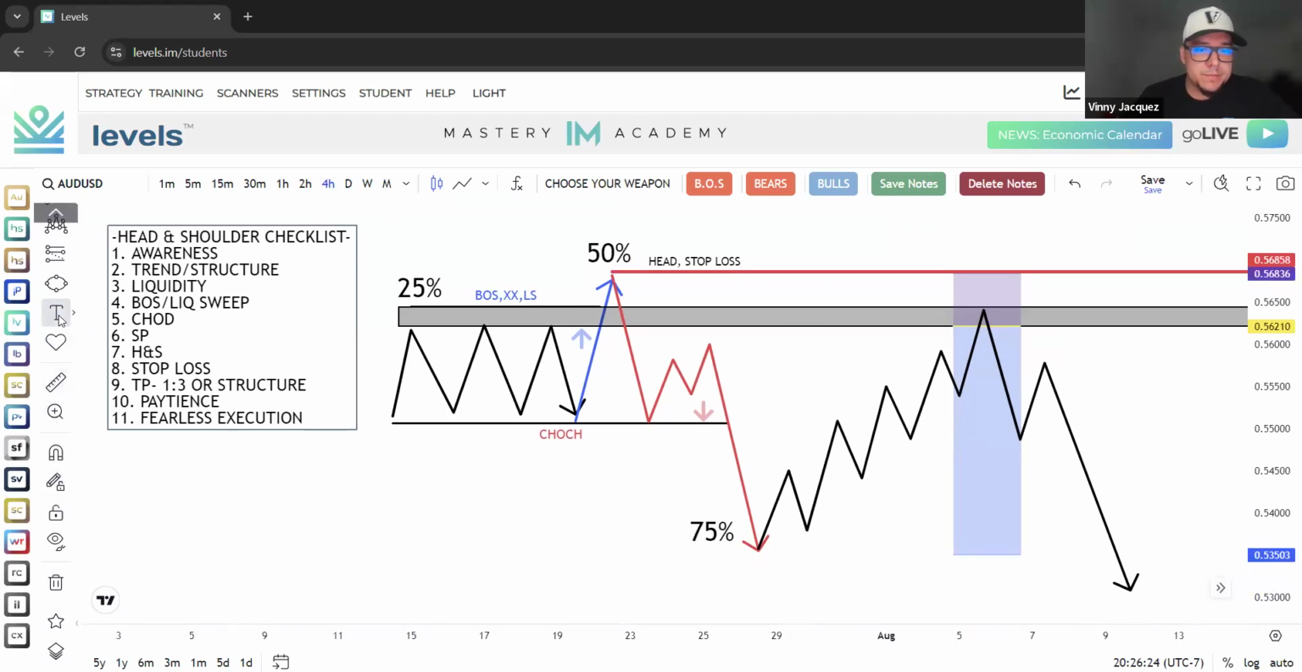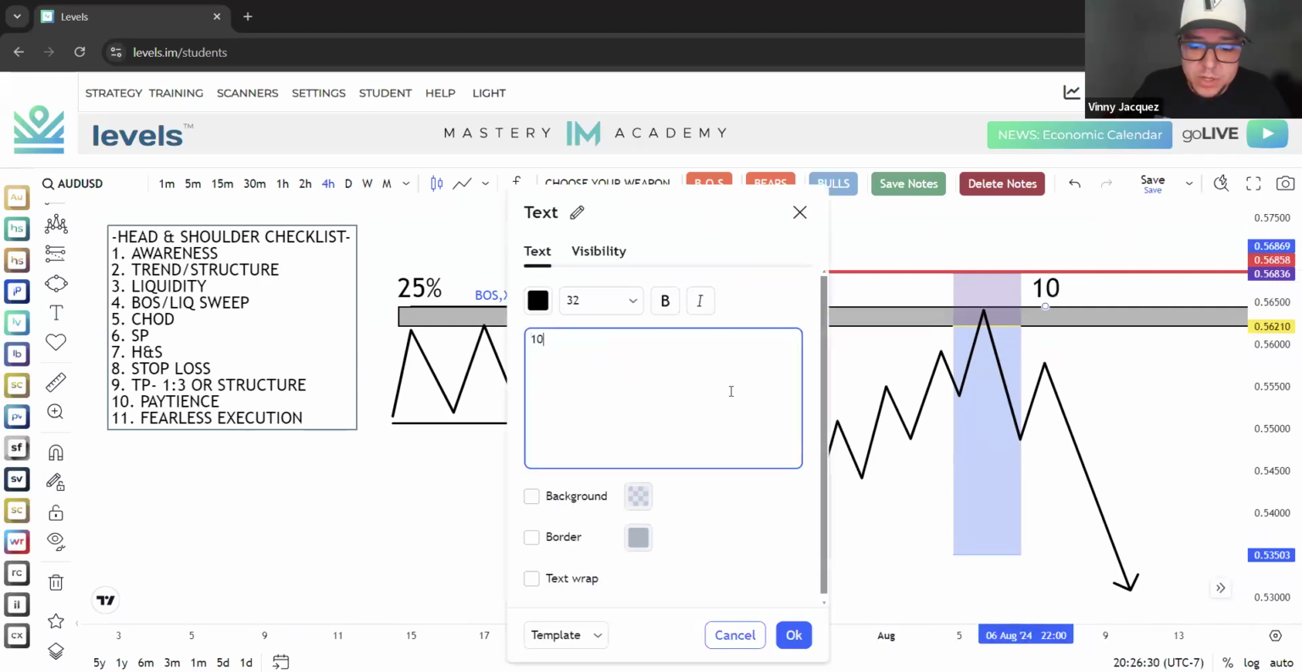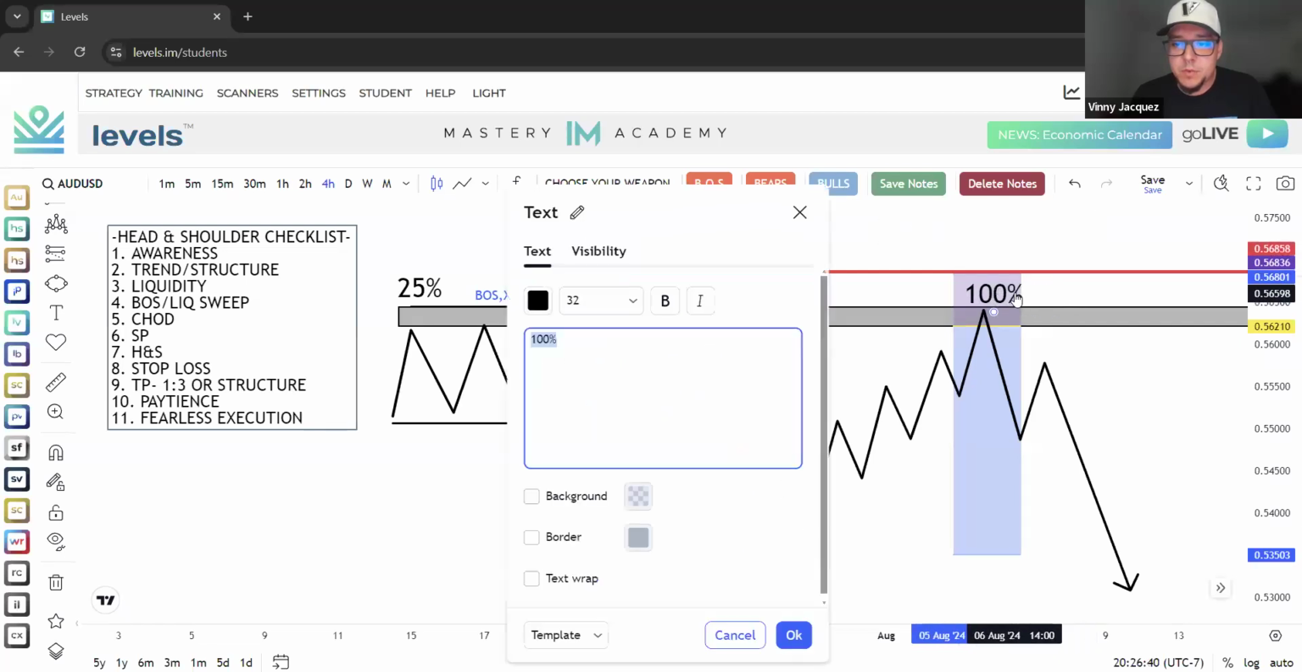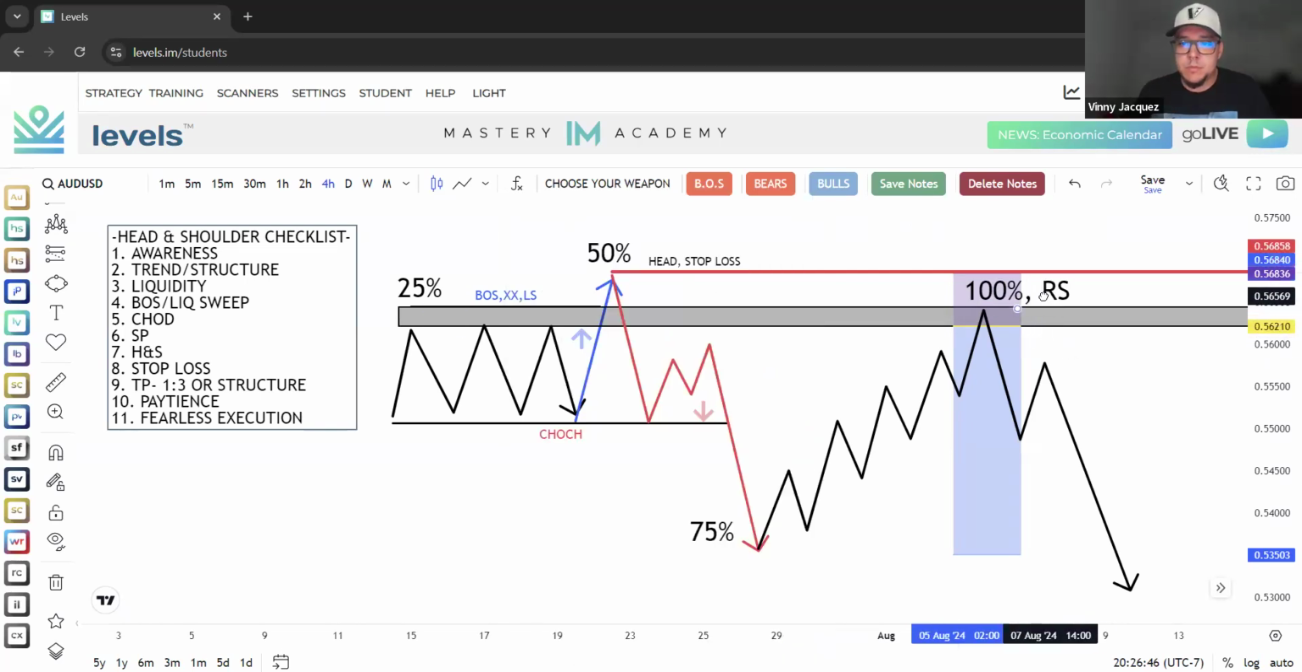Actually, give me a second. As soon as we get to this area, this is 100% the head and shoulder. Forgot to let you guys know. Once the market comes into your right shoulder, this is now 100% of the move, and this is the right shoulder. Boom.